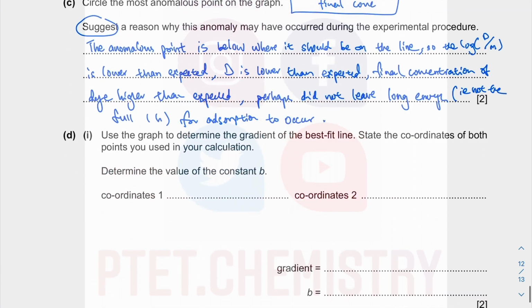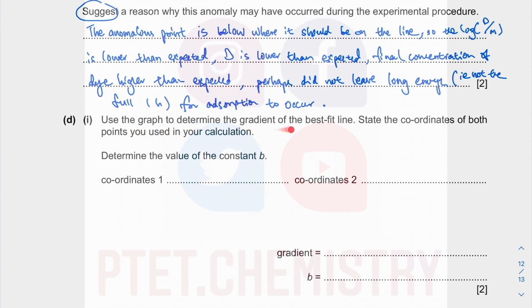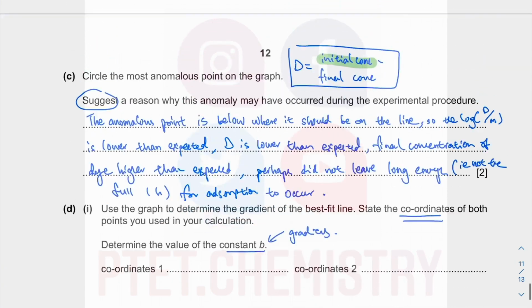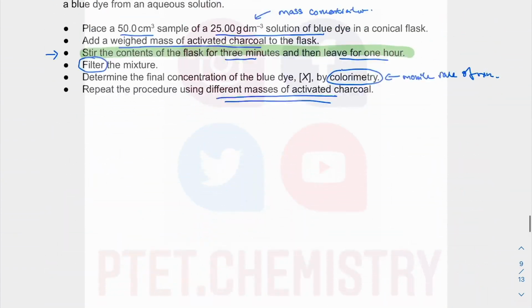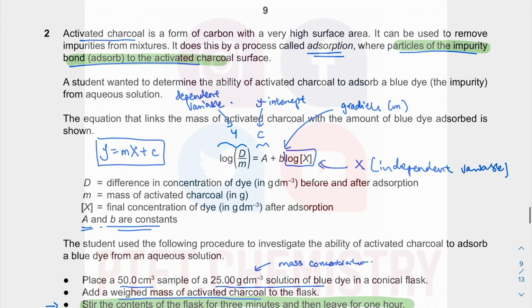All right. Now you've got to use your graph to determine the gradient of the best fit line. Modern papers always ask you to state 2 coordinates. And then this constant B is your gradient, remember? Y equal to mx plus c. Yep, this is your y equal to mx plus c. So when you work out the gradient, that is the value of b. Okay, so b is your gradient.